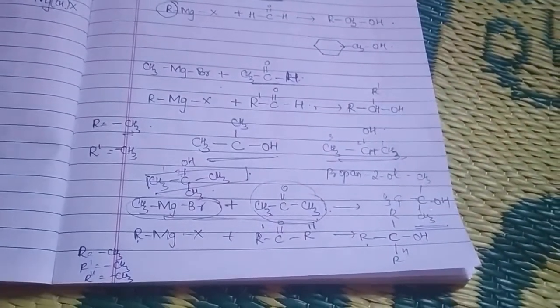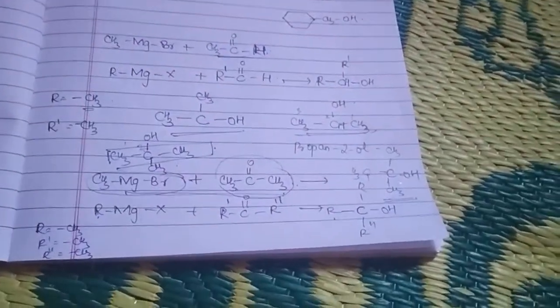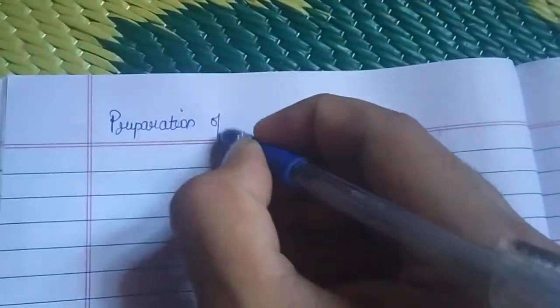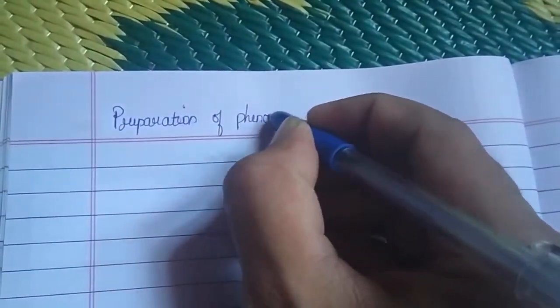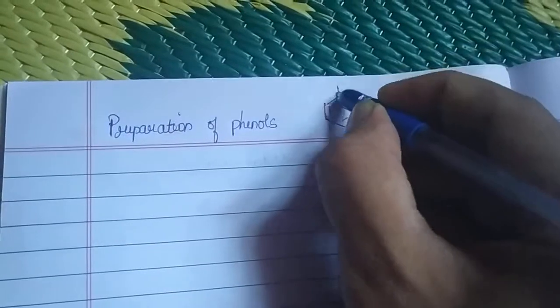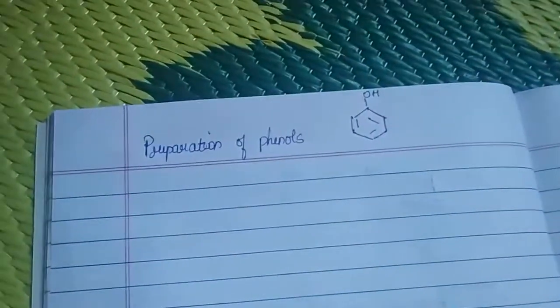I repeat, how can we prepare phenols? So guys, now let us look at the preparation of phenols. What is the structure of phenol? Yes, your benzene ring will be there, and to that benzene ring we will have a hydroxy group attached.